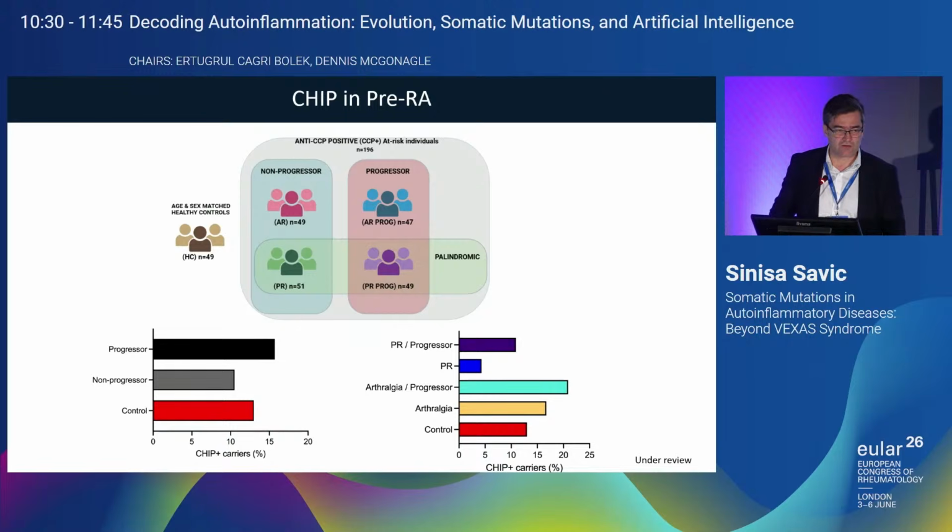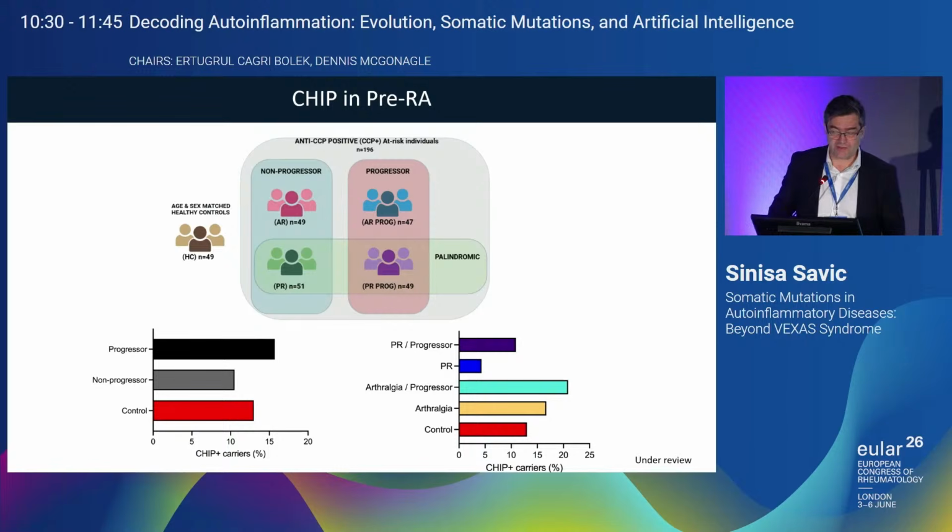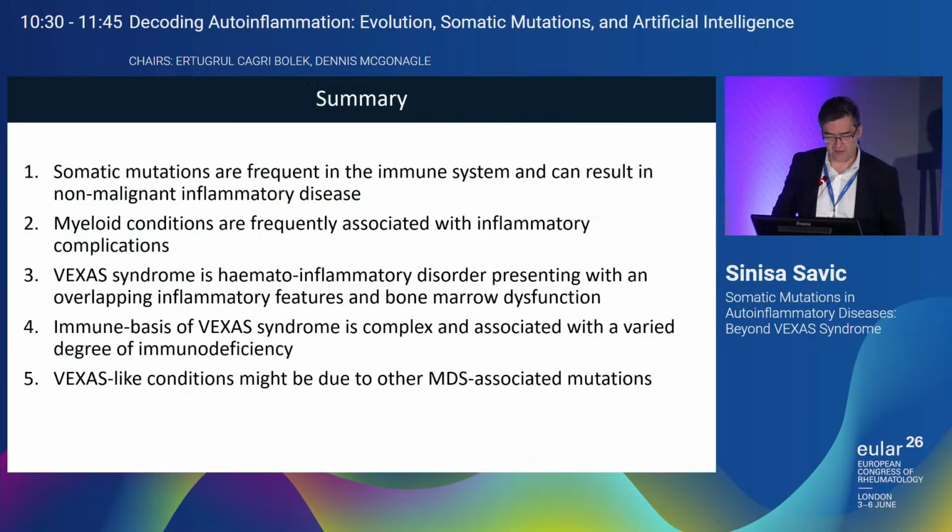So we have these patients who are pre-RA, so they haven't got rheumatoid arthritis, but they're CCP positive. They've been followed for up to 10 years to see who is going to progress and who is not. This is only part of the multi-omic study that we have done. But what this shows is that the patients who have gone on to progress from pre-RA have enrichment of these clonal hematopoiesis mutations compared to the non-progressors. So this concept is not only reserved for the autoinflammatory disorders, but probably has wider implications. And I'll leave it there with some concluding thoughts.